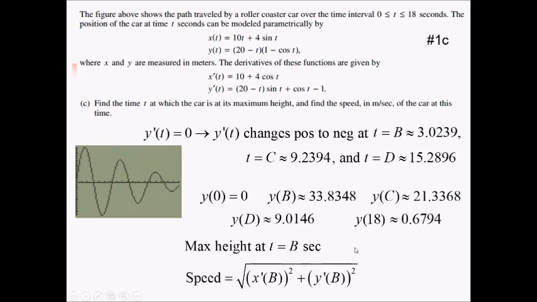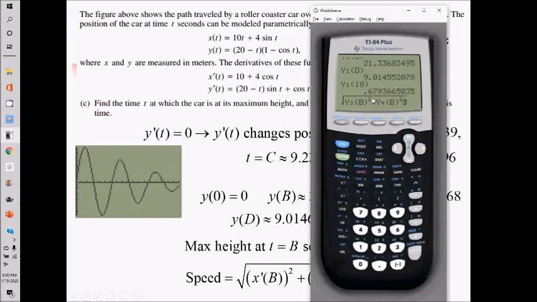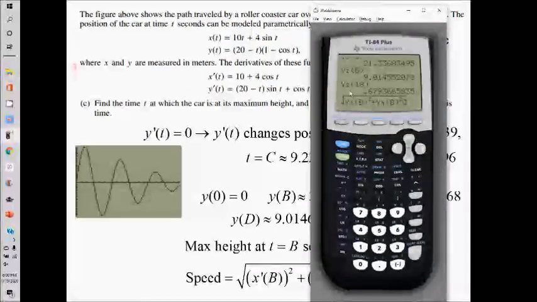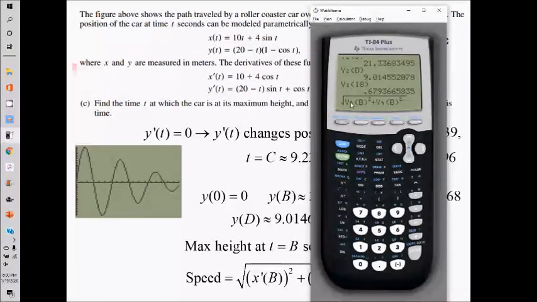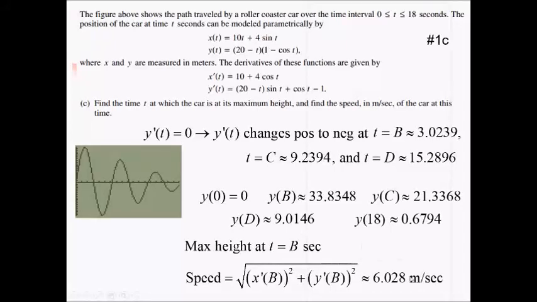All right, one more trip to the calculator. So here's what that looks like on the calculator. X prime again was y3, so that's y3 of b squared. Y prime was y4, so y4 of b squared. Enter, grand total of, we're going 6.028, and that's going to be meters per second.